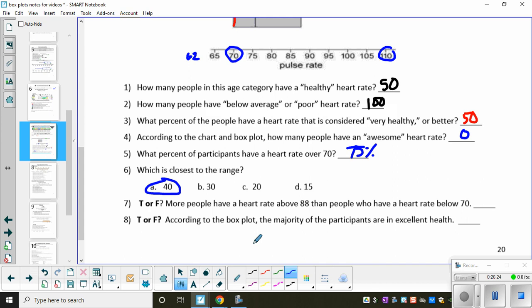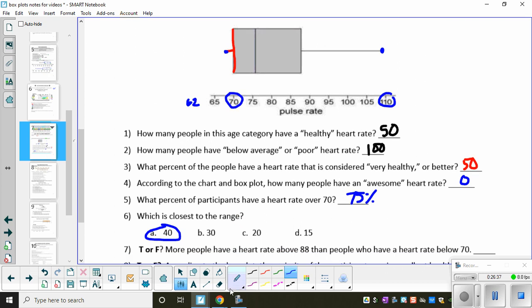All right, couple more questions here, and we're almost done. So true or false? More people have a heart rate above 88 than people who have a heart rate below 70. So when I look at this box plot, let me just erase this. Again, it just asked us true or false. Do more people have a heart rate above the 88? So 88 is this one right here. It's saying, do more people fall on that whisker than fall on the whisker for below the 70?